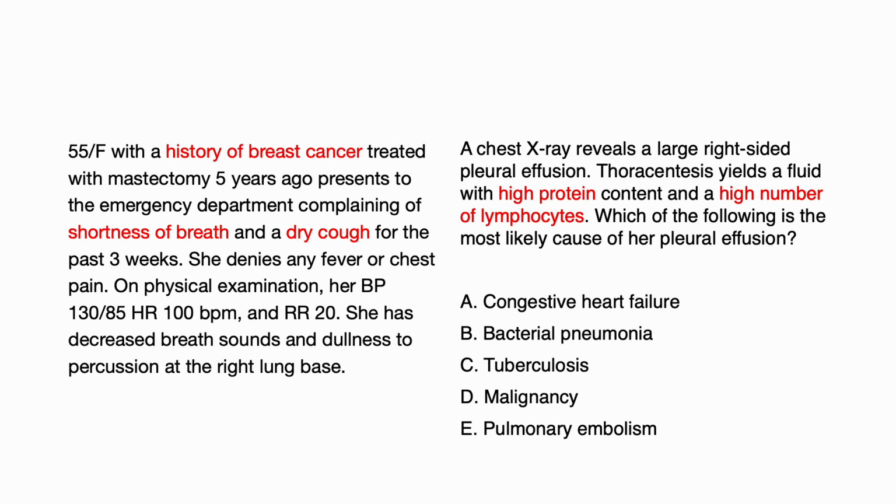Malignant pleural effusions are commonly associated with lung and breast cancers and characterized by exudative fluid, often with a high lymphocyte count. Congestive heart failure typically causes bilateral effusions that are more transudative in nature. Bacterial pneumonia and tuberculosis can cause exudative effusions, but her lack of fever and other systemic symptoms makes these diagnoses less likely. Pulmonary embolism could potentially cause pleural effusion, but is less consistent with her clinical presentation and effusion characteristics.